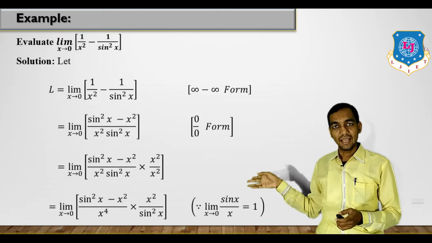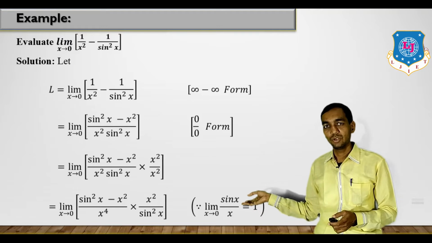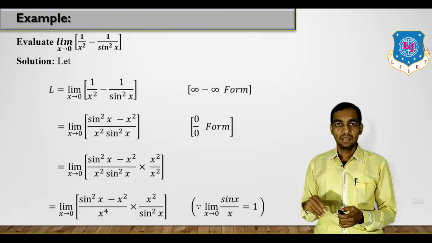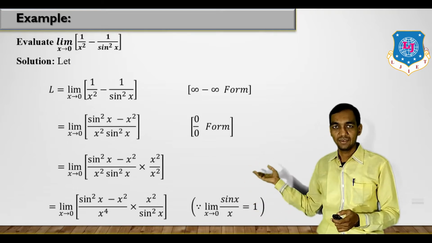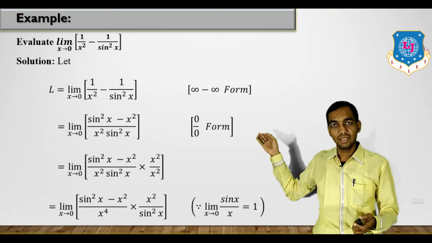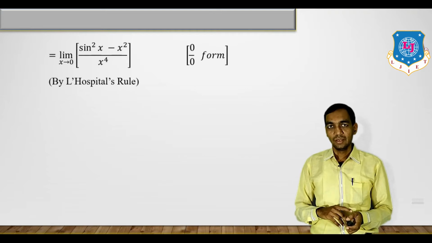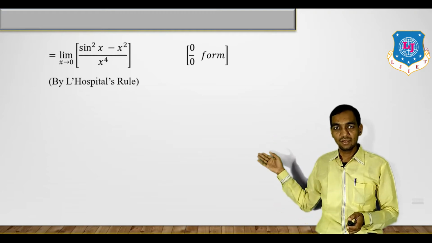So, in the denominator we are going to multiply and divide with x square, and sin square x upon x square has a value 1. So, the remaining limit we have is sin square x minus x square divided by x raised to 4. Now, this is 0 by 0 form.